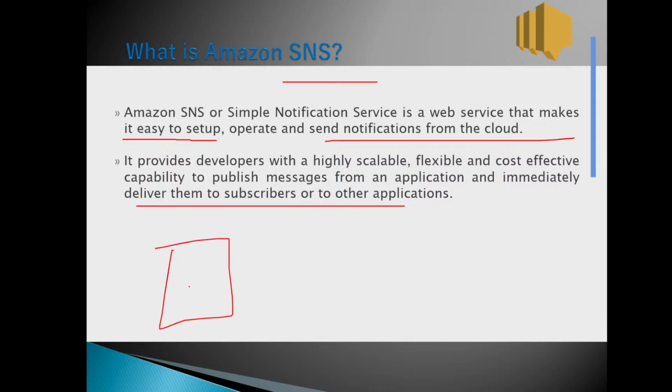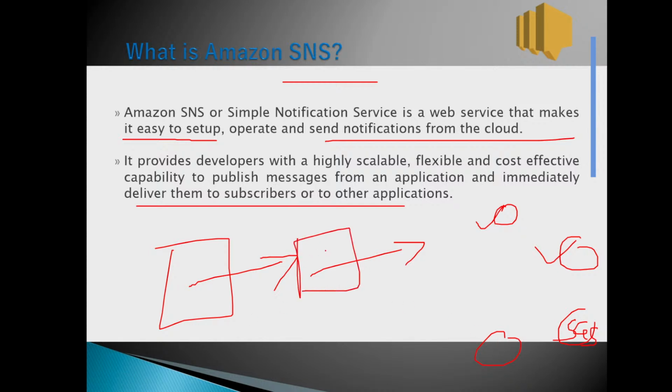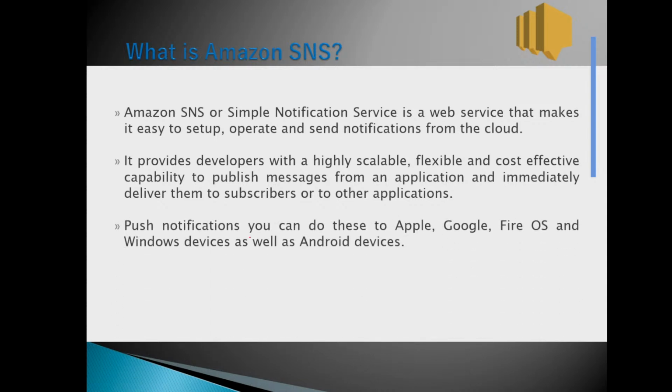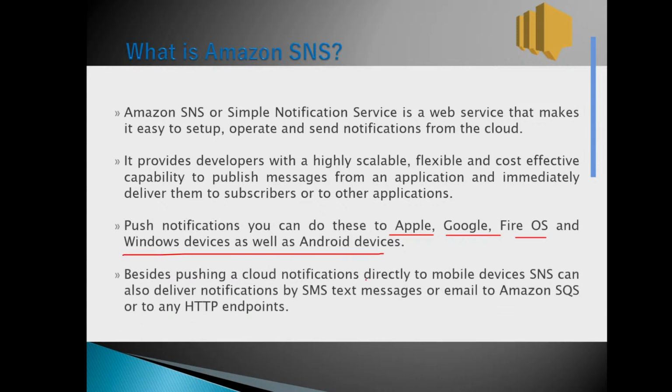So if a task is completed, it can send a notification, and that notification can be sent to multiple devices like your mobile, your email, even SQS, okay, and other services. Okay, so this is called simple notification service. It can broadcast the message to multiple devices. It is a push based notification. You can do this to your Apple mobile, Google, or Fire OS, Windows devices, as well as some Android. Besides pushing a cloud notification directly to the mobile, SNS also delivers notifications by SMS as a text or your email or to SQS or even to any other link.